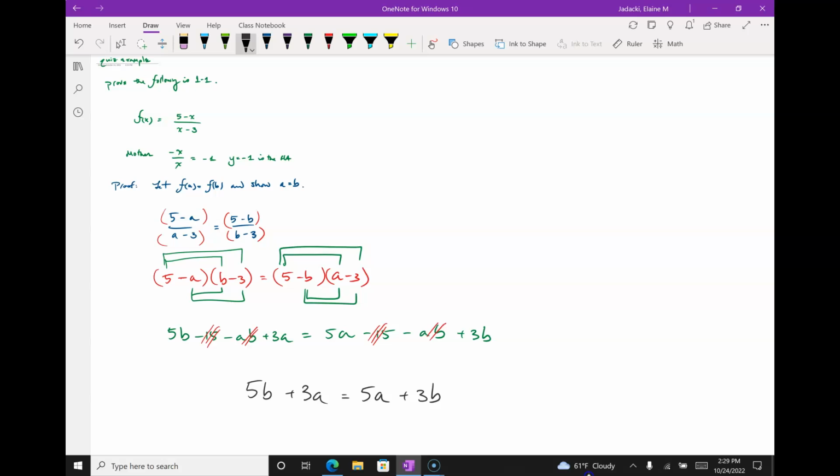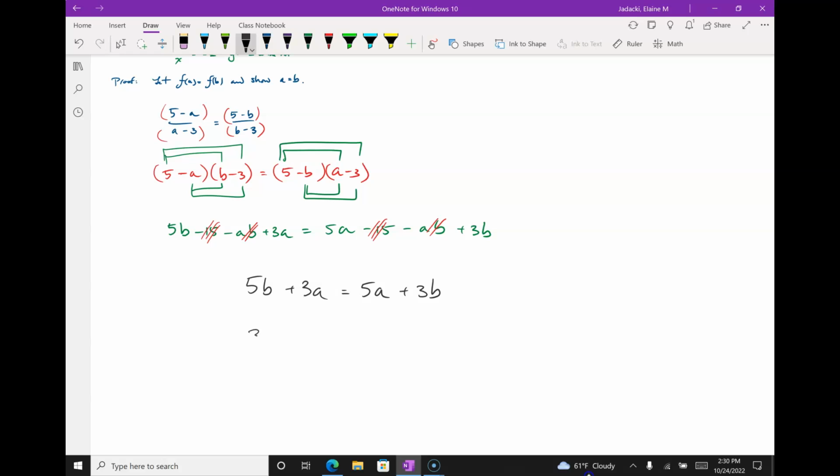So we're going to move all our A terms to one side and all our B terms to the other. So the A's move left by subtracting 5A, and the B's move right by subtracting 5B. Don't let me run you over, you're paying me. So I subtracted 5A from both sides, right? And then I subtracted 5b from both sides.